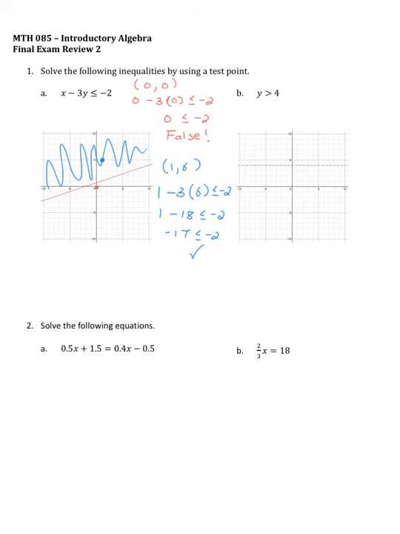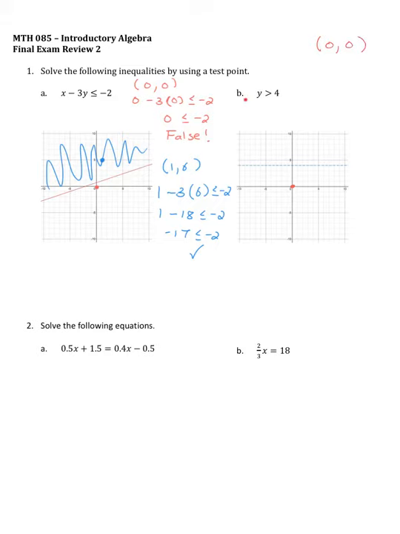Let's try this again in part B. Here I have y is greater than 4. Now there's no equal sign, which is why we're not including the line itself. Here it's represented by a dashed line. (0, 0) is available, so again, I say we try that.